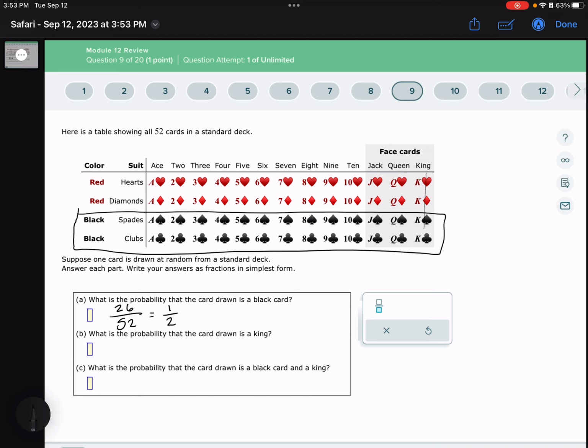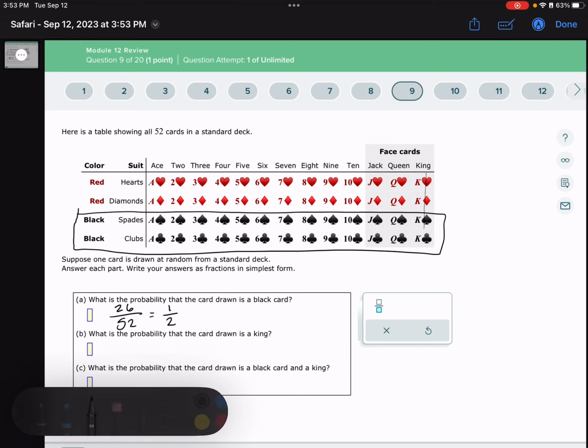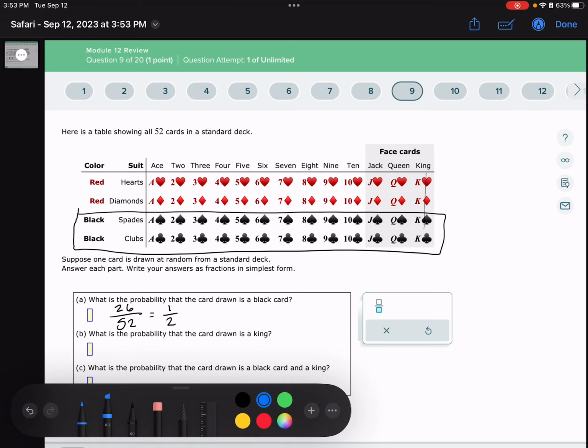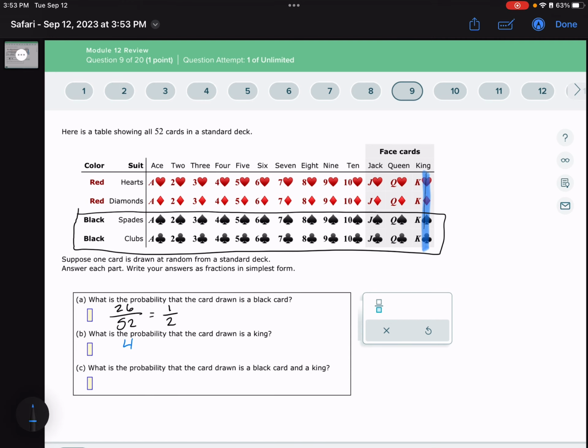The next one is the probability I get a king. My kings are here, and there are 4 of them out of the 52. You can put that into Desmos or simplify, or you might remember that is 1 out of 13.